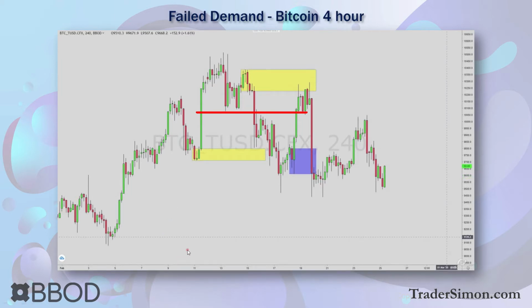Right, and talking about crypto ruining your life, here's a demand zone that failed. Now, you're not going to get every zone working, but there is a reason why this demand zone failed, and we'll cover that in a second. So just bear that in mind.